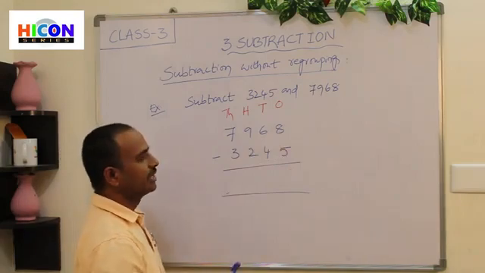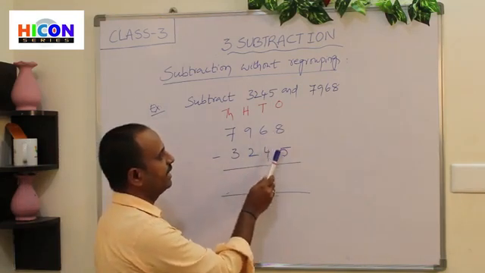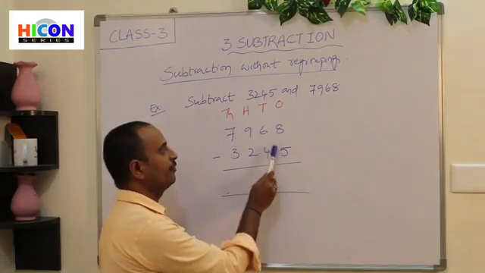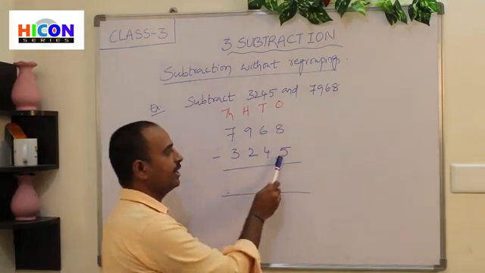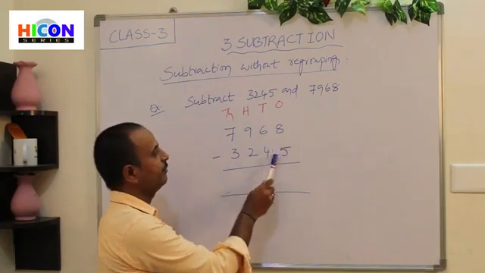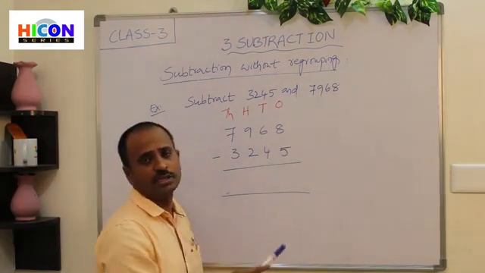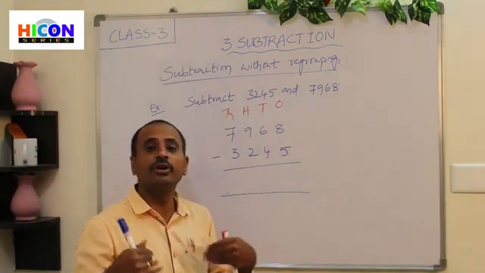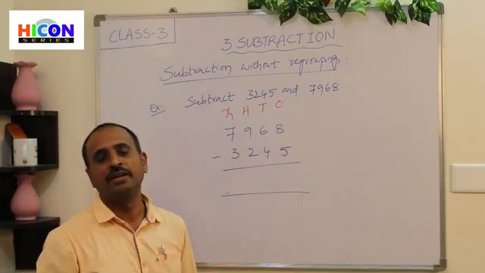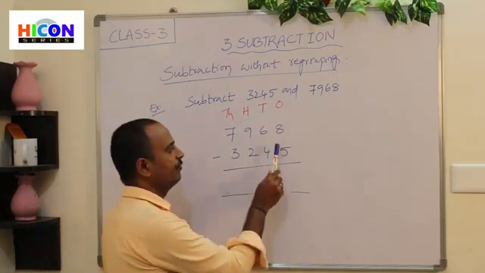So first do the subtraction of ones place. What are the digits in the ones place? 8 and 5. Subtract 5 from 8. Here 8 is the greater number, 5 is the smaller number. We can subtract 5 from 8, so subtraction is possible. There is no need for regrouping, that is, there is no need to borrow.